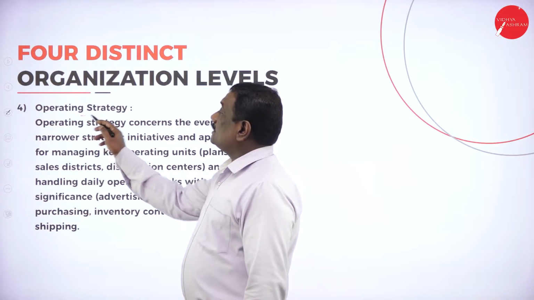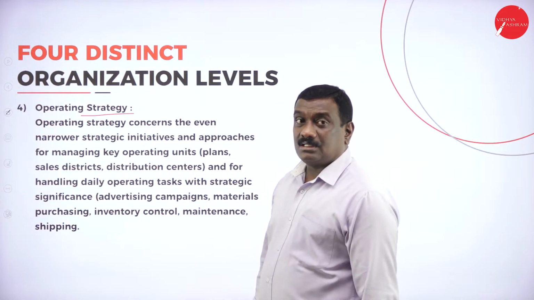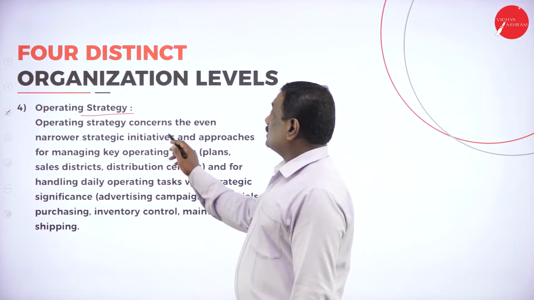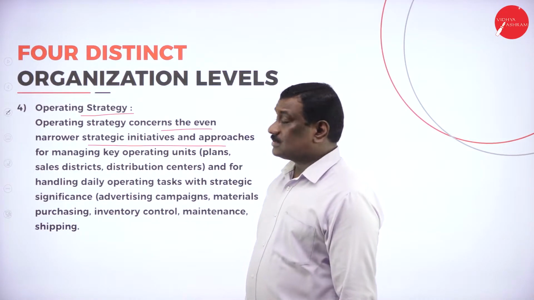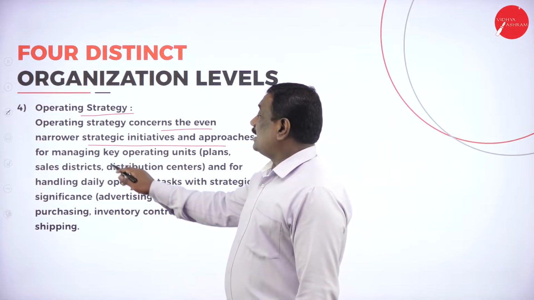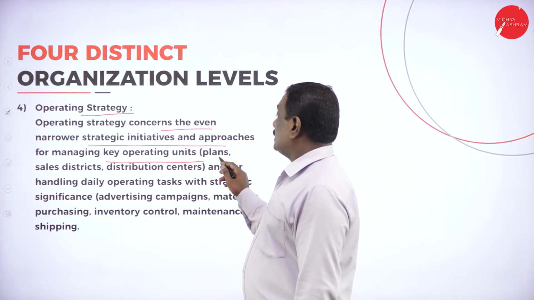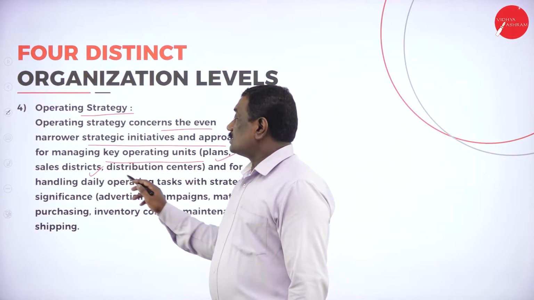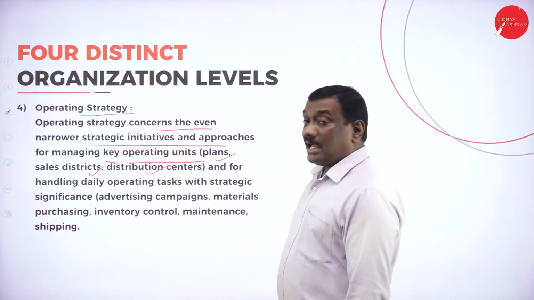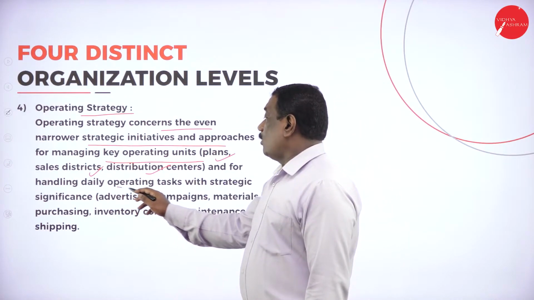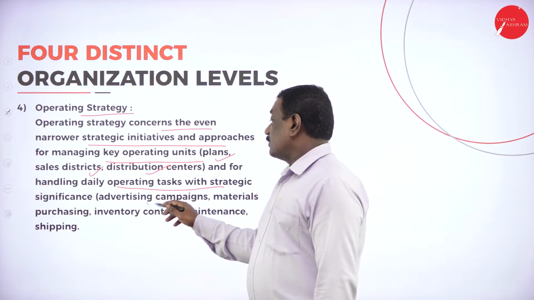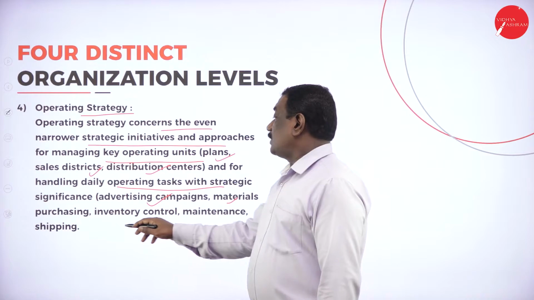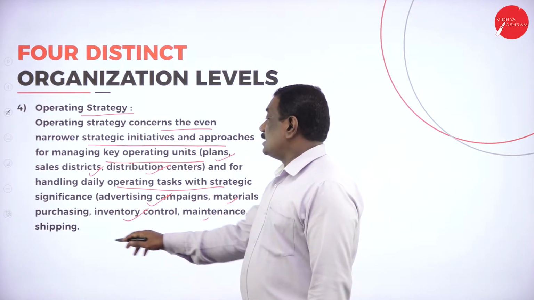The fourth strategy is operating strategy. Operating strategy is concerned with even narrower strategic initiatives and approaches for managing the key operating units, such as plants, sales districts, distribution centers, etc., and also for handling the daily operating tasks with strategic significance, that is advertising, campaigning, material purchasing, inventory control, maintenance and shipping.